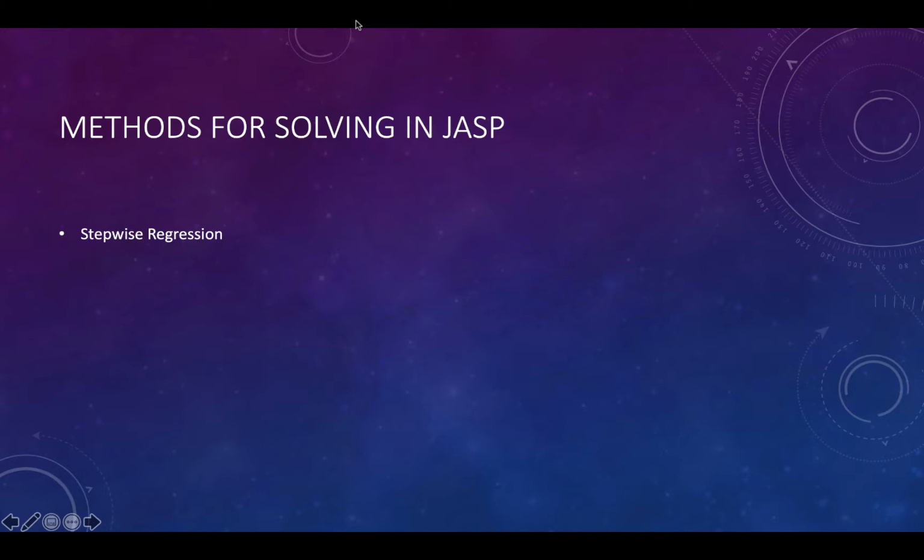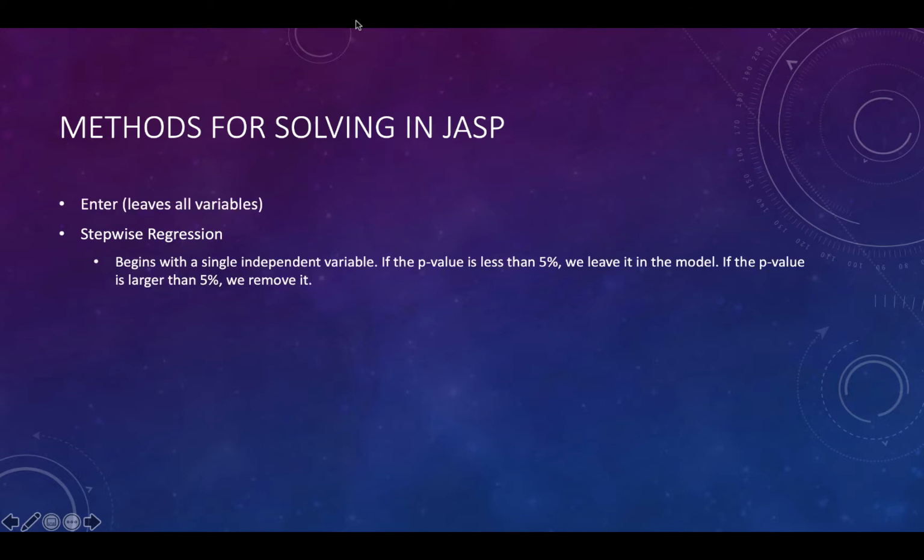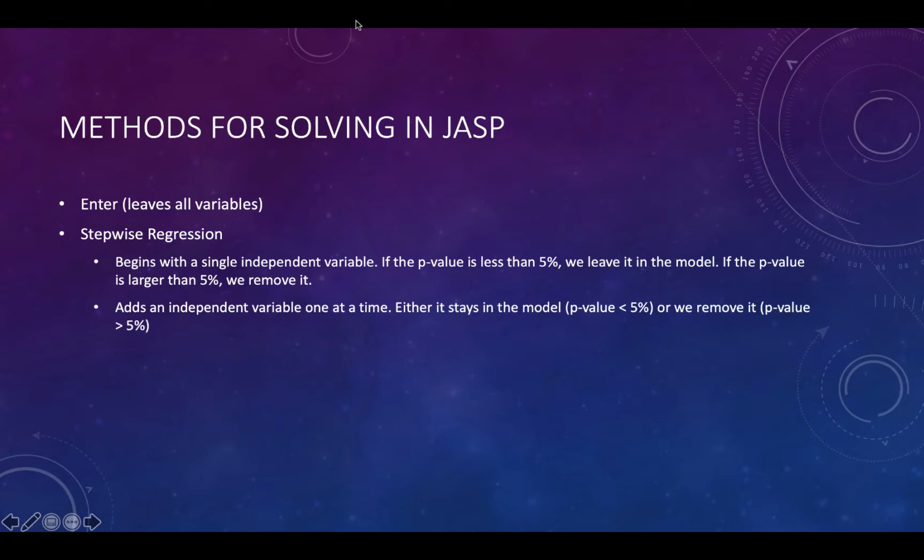And so we can ask JASP to make these decisions for us through either stepwise or backward elimination regression. With stepwise regression, it begins with a single independent variable. So we put in one x. If the p-value is less than 5%, we leave it in the model. If the p-value is larger than 5%, we remove it. And then we add another independent variable, adding each one at a time. Either it stays in the model because it's significant, or we remove it because it is not significant.